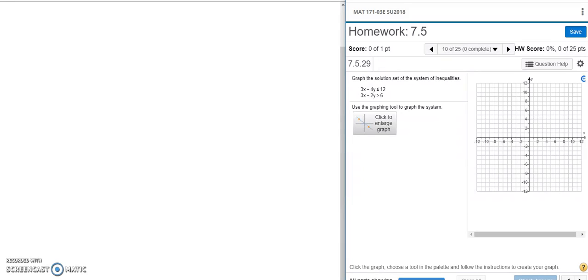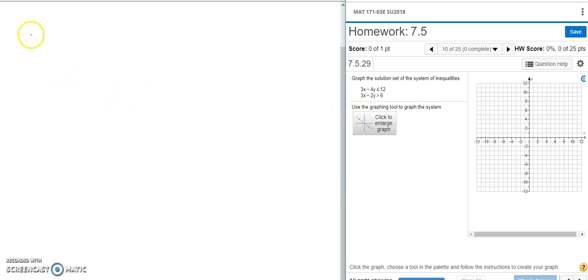Okay guys, so this is section 7.5. This is about graphing inequalities and systems of inequalities. The graphing tool is going to be really important for this one in my math lab, and I know sometimes it can be a pain in the butt, so we're going to go through how to work with that again. We're going to do two examples, I think.